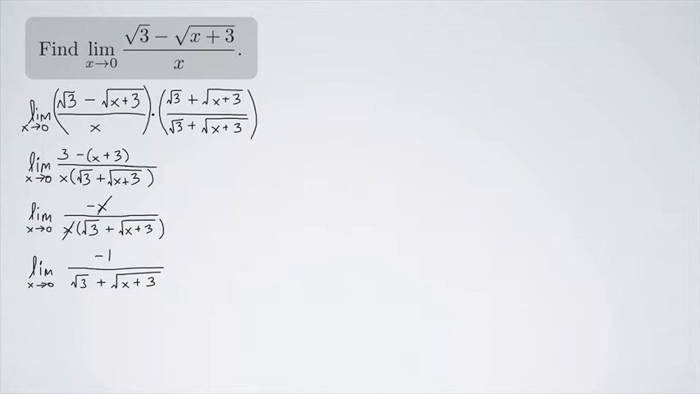So if I do that, well, the top is just going to be negative 1. The bottom is going to be the square root of 3 plus the square root of 0 plus 3. And notice I didn't write limit anymore because I have evaluated the limit. And this is just going to be square root of 3 plus square root of 3. That's 2 square root of 3. And then I still have my negative 1 on top. And if you want to, you can multiply top and bottom by the square root of 3. So I would get negative square root of 3 on top. And then this will just be a 3. 3 times 2 is 6. So that's my limit. Let's take a look at the graph.